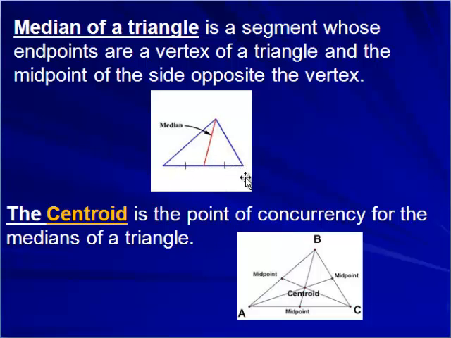If we did that for all 3 angles and all 3 sides, if we took those 3 medians, the intersection of the medians would be what's called the centroid. Centroid is a point of concurrency for the medians of a triangle. I've been told that this is also the center of mass of a triangle. If we were to balance your triangle on the tip of a pen or pencil, it would be perfectly balanced at the centroid.